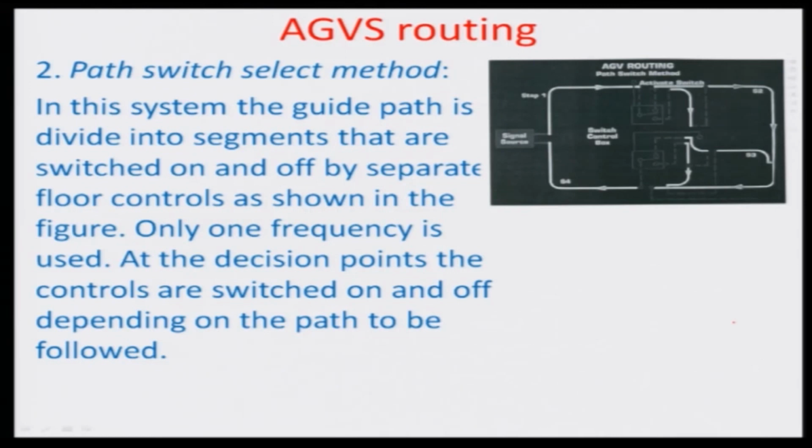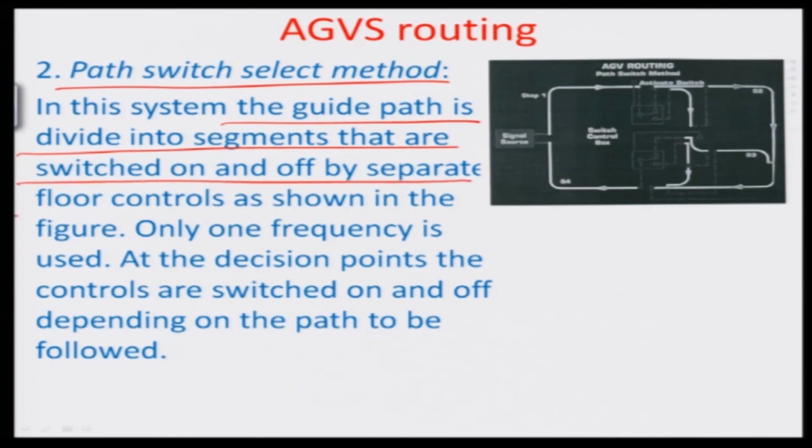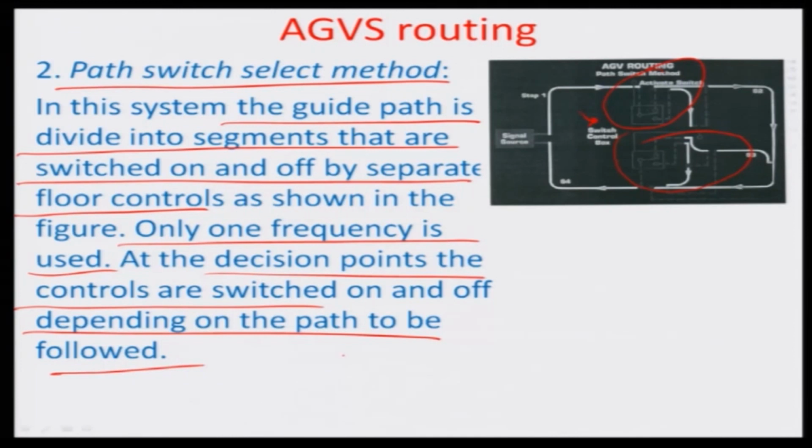The other is the path switch select method. In this system the guide path is divided into segments that are switched on and off by separate floor controls. You can see here there is a control for this part of the path, and another control for this part, and there is some kind of control switch box which is able to cater by switching on different segments of the path. Only one frequency is used in this case, so you need not get a barcode or any other additional scanning installation in place. At the decision point the controls are switched on and off depending on the path to be followed, so that the correct tracking of the AGVS can happen. So these are the two principal methods of AGVS routing.